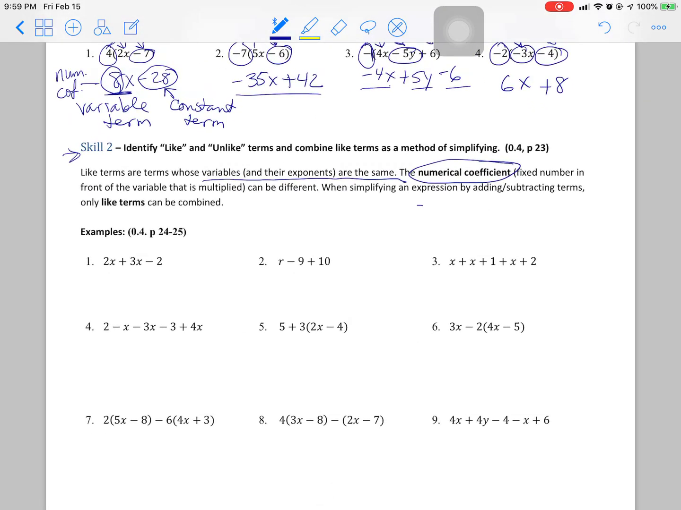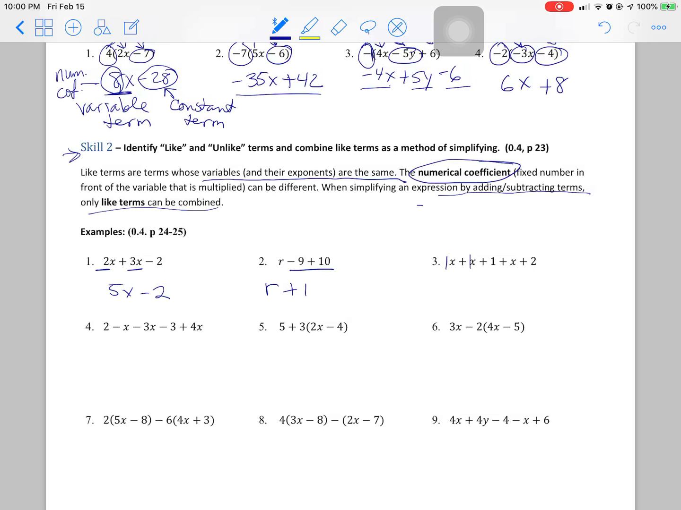Then to combine like terms, it says when simplifying an expression, you can only add and subtract like terms. So here's a 2x and a 3x. They're like terms. They're both positive, so now you have 5x minus 2. That's not a like term, and then we leave it there. There's no other variable terms, so just r, and then 10 plus a negative 9, or negative 9 plus 10, is going to leave you with a positive 1.